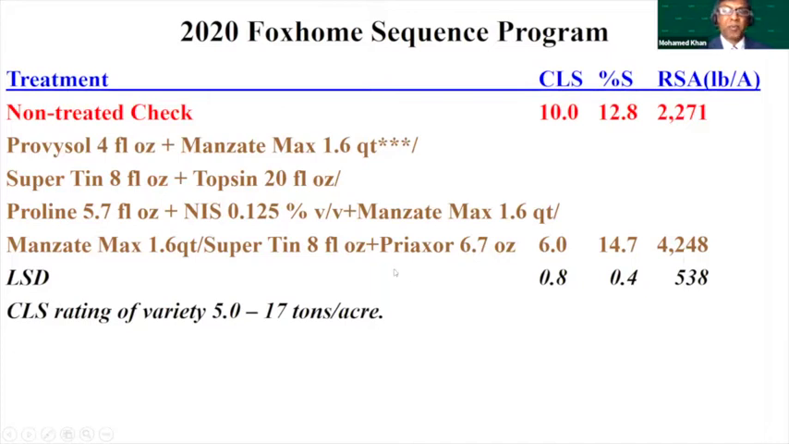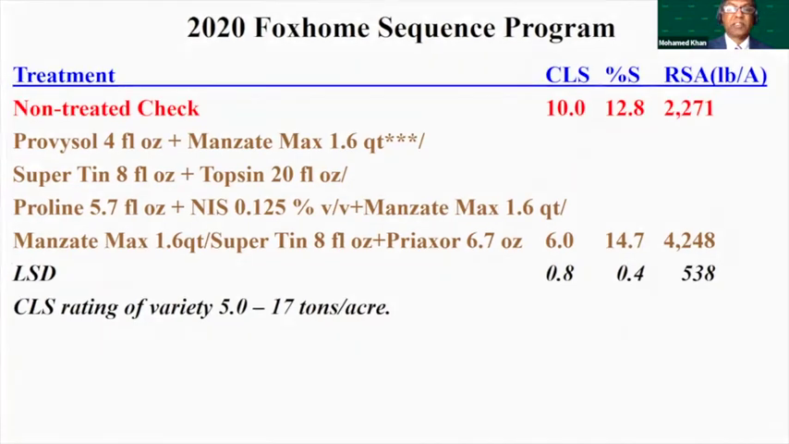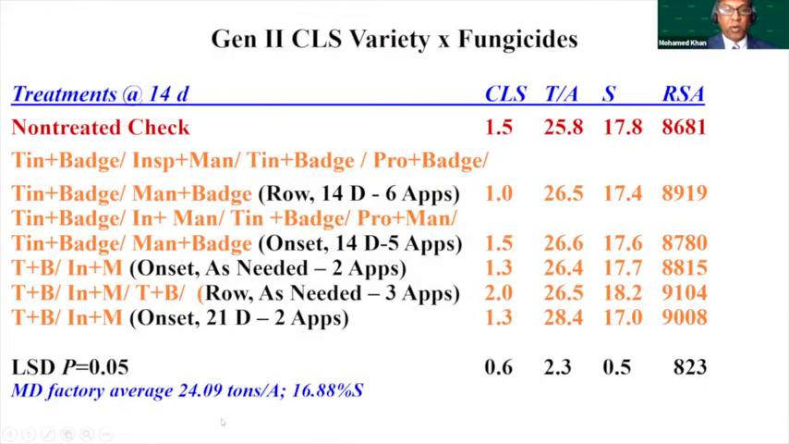So we were getting about 17 tons in this research site where we had about a 5 leaf spot rating. Most growers will not have this. What did the growers get in the Minn-Dak area? They got about 24 tons per acre, and just under 17% sugar. So overall, this was Minn-Dak's average for 2020, where this trial was done.